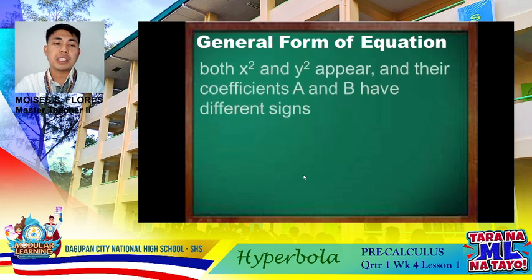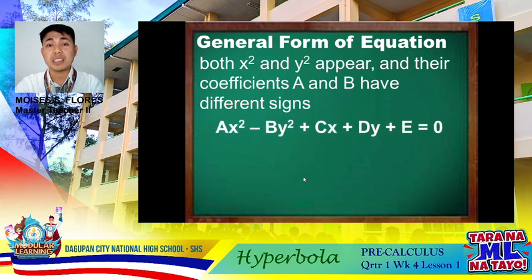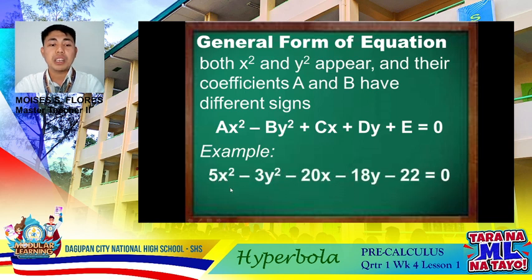For our general form, take note that both your variables x and y are on the second degree. And of course, the numerical coefficients have different signs. We have Ax squared minus By squared plus Cx plus Dy plus E equals 0. From our example here, they have different numerical coefficients and different signs. The one is positive and the other one is negative. But both your x and y are on the second degree.